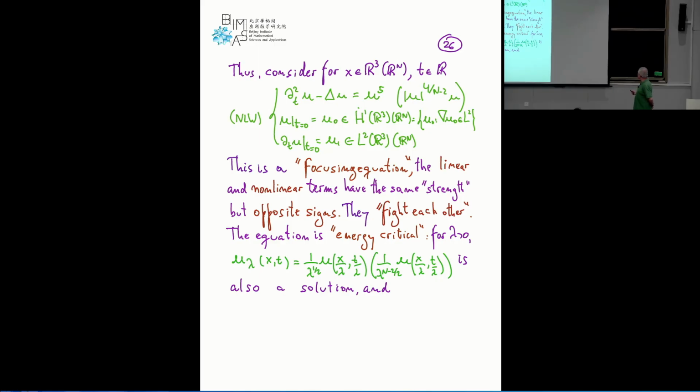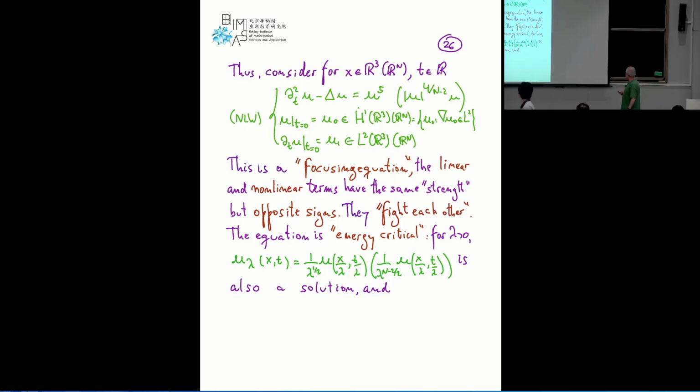And if you are working in Rn, it gets more complicated. And you can see that when n equals 3, this is u to the 5th. Okay. When n equals 4 it is u cubed. And then for higher n, you get fractional powers. Okay. Now this is an equation that we call focusing, because the linear and the nonlinear terms have the same strength, but opposite signs. Minus the Laplacian is a positive operator, and u to the 5 has the plus sign there. So since they're equal, they fight each other. Okay?